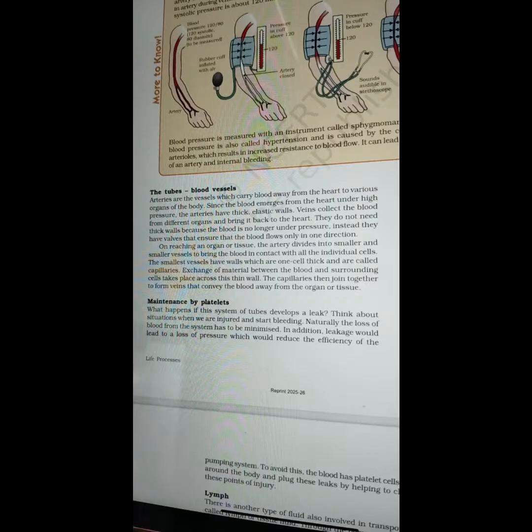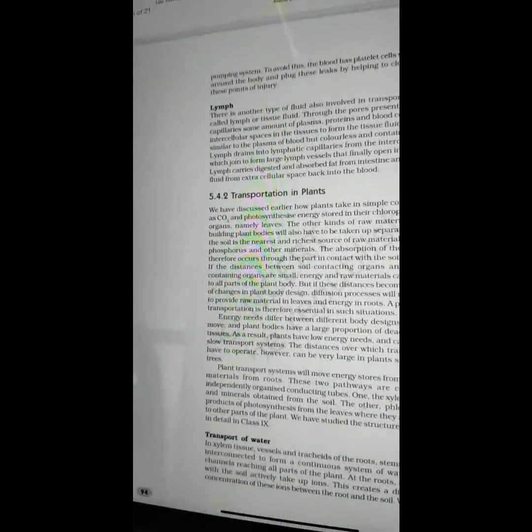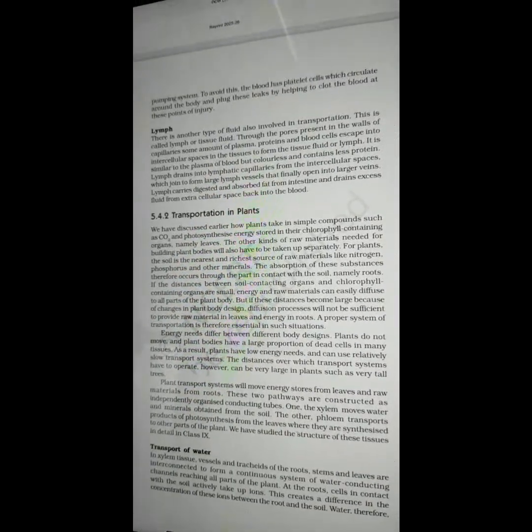Next part. Maintenance by platelets. What happens if this system of tubes develops a leak? Think about the situations when we are injured and start bleeding. Naturally, the loss of blood from the system has to be minimized. In addition, leakage would lead to a loss of pressure, which would reduce the efficiency of the pumping system. To avoid this, the blood has platelet cells which circulate around the body and plug these leaks by helping to clot the blood at these points of injury.